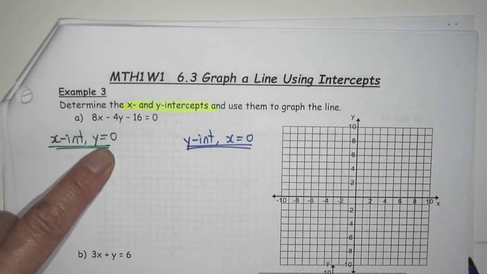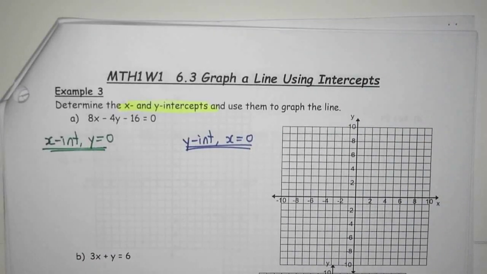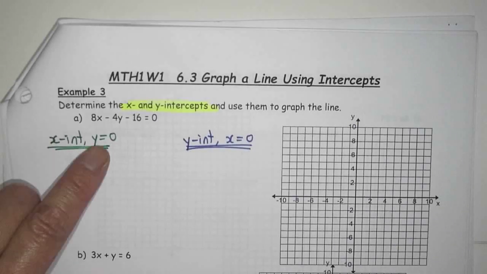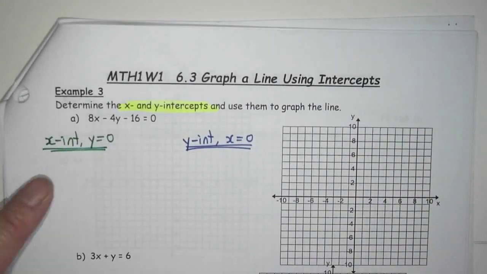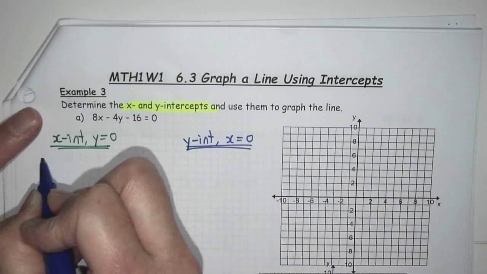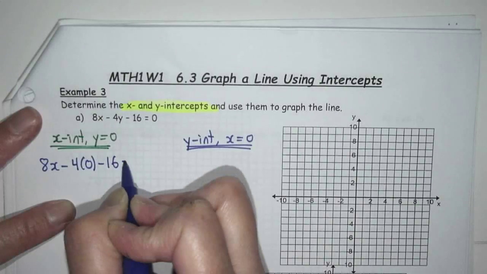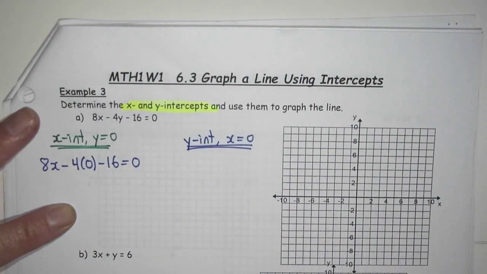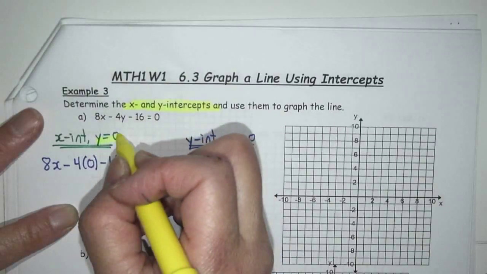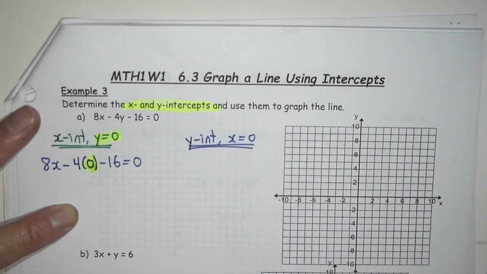So x-intercept is when y equals 0. That means that we are going to sub in 0 wherever I see the y. So take this equation. I have one equation, and we're going to go 8x minus 4, 0 minus 16 equals 0. So you'll see here, my y equals 0 meant I subbed in 0 in for the y.